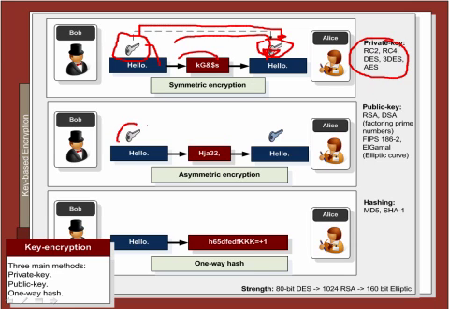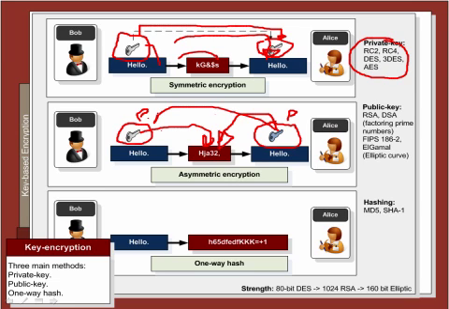Public key uses two different keys, and these are specially designed, where Bob can encrypt with one key, and then only the other special key can then decrypt it. This is known as a private key, and this is known as a public key. If Bob wants to communicate with Alice, then Bob gets Alice's public key, encrypts with the public key, and only Alice's private key can decrypt it. So typical techniques that we see here are RSA and DSA.